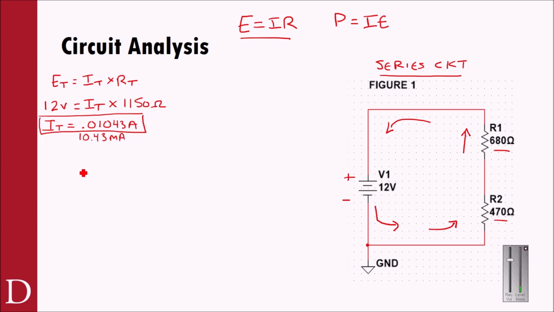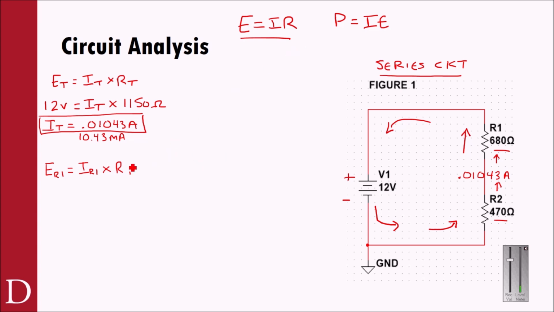All right. Now, the neat thing about total current in a series circuit is that the total current is the current through every component. So that 0.01043 amps is flowing through R1 and it's flowing through R2. It doesn't change. So if I wanted to calculate the voltage of one of these components, it'd be very easy to do. I would say that E of R1, or the voltage of R1, equals the current of R1 times R1. So I'm doing the same exact Ohm's law formula, but now just for R1.